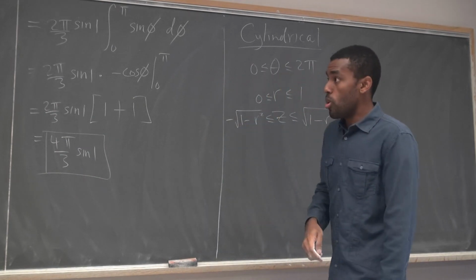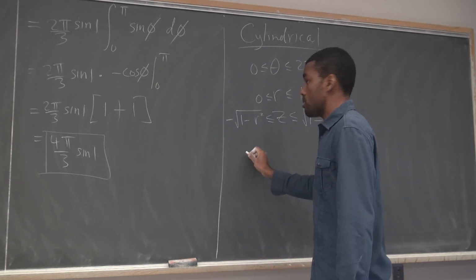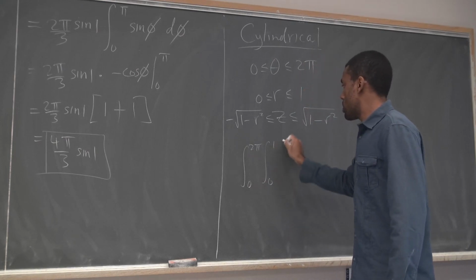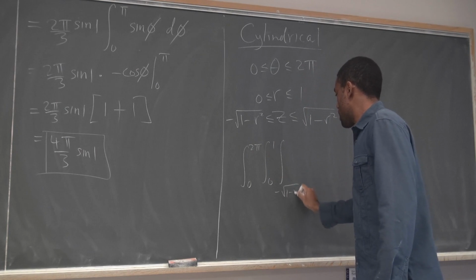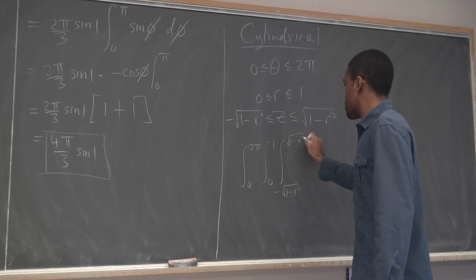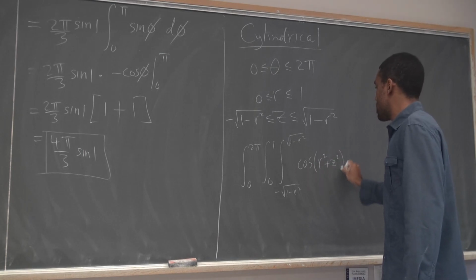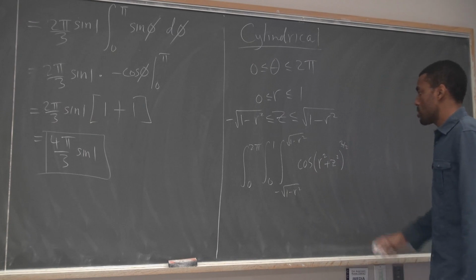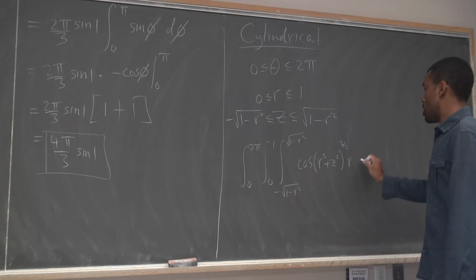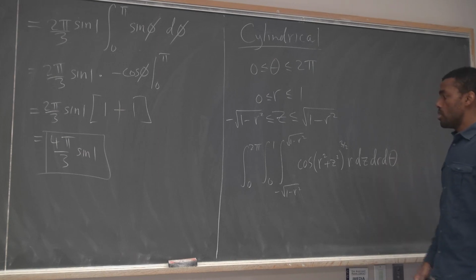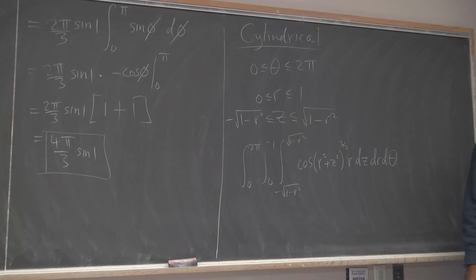And so what would this look like here? 0 to 2 pi, 0 to 1, negative radical 1 minus R squared up to radical of 1 minus R squared. This would be cosine of R squared plus z squared, to the 3 over 2, R dz dr d theta. Can we integrate this with respect to z? Impossible.